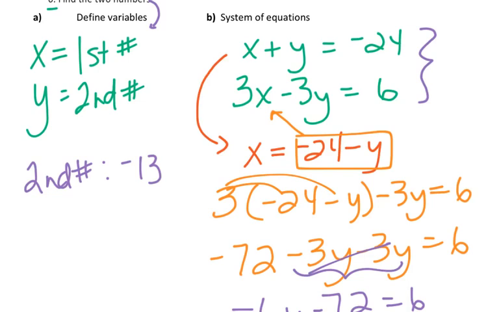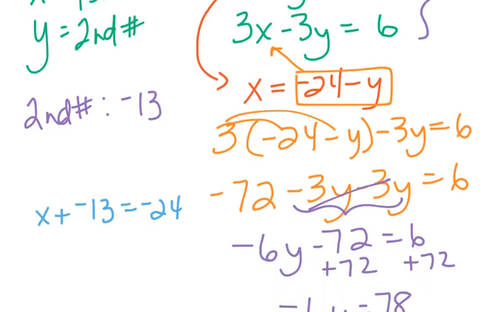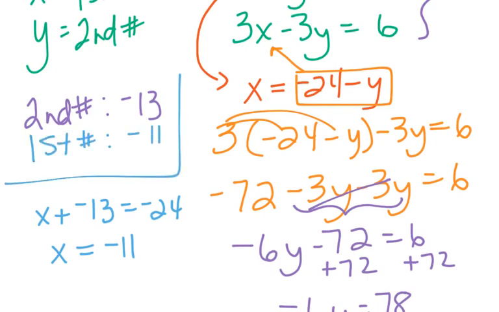So I'm going to come up to my first equation, the x plus y equals negative 24, and I'm going to say x plus negative 13 equals negative 24. And I'm going to add 13 to both sides, and I'm going to get negative 11. So my first number is negative 11. So as long as you label your answers, it doesn't matter which one you tell me first, but you have to label.